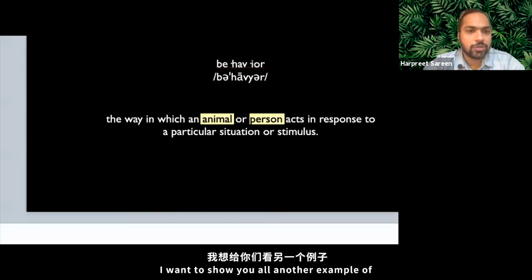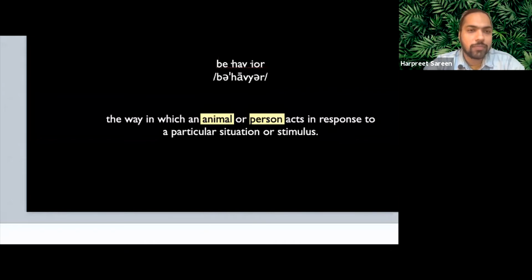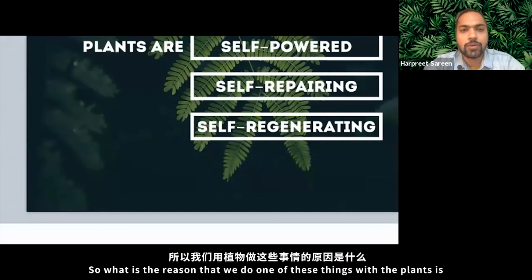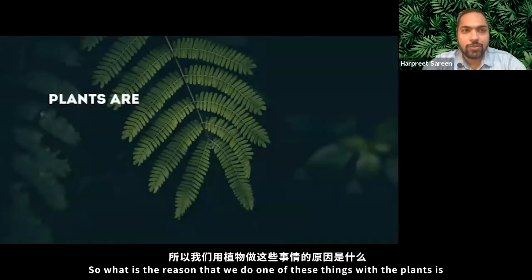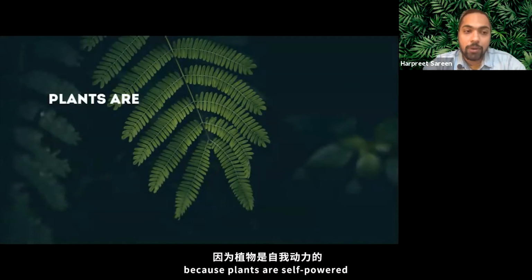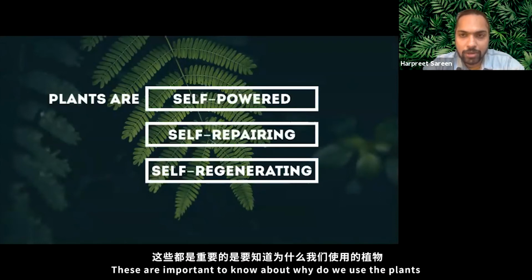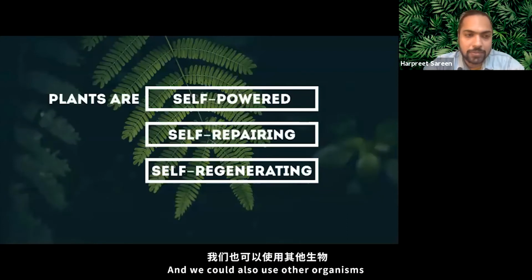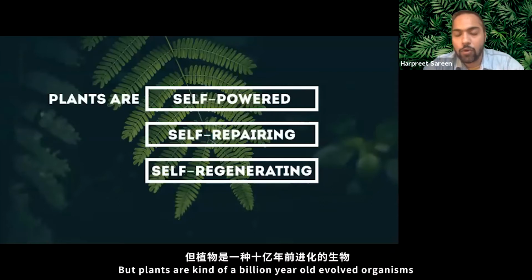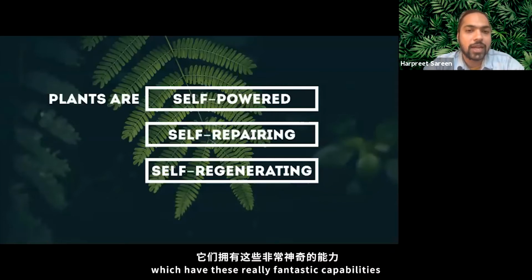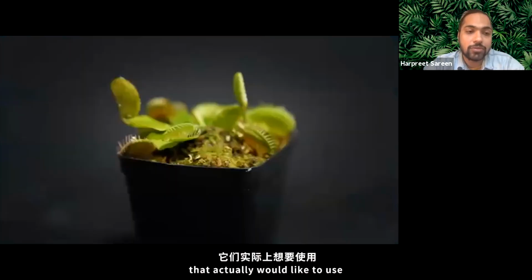I want to show you all another example of why we do this with a plant. So what is the reason that we do all of these things with the plants? It is because plants are self-powered, they are self-fabricating, they are self-repairing, self-regenerating. These are important, right? Why do we use the plants? We could also use organisms, but plants are kind of billion-year evolved organisms which have these really fantastic capabilities that actually we would like to use, right?